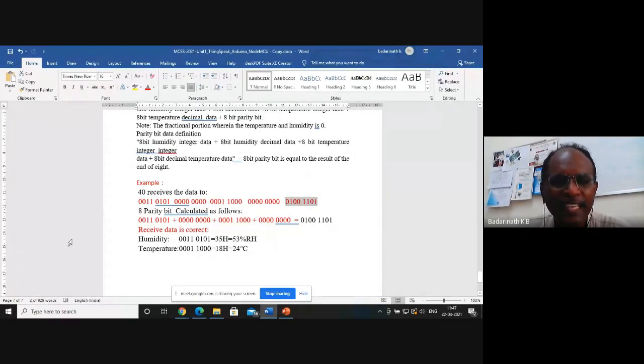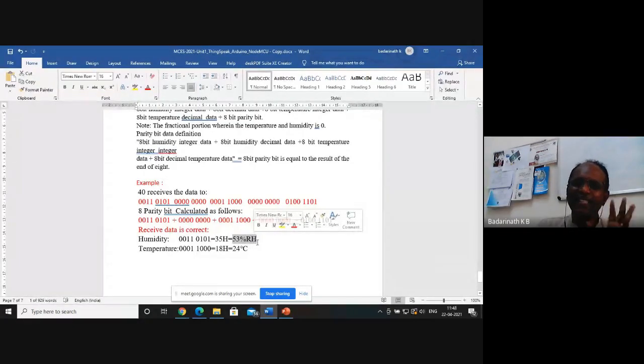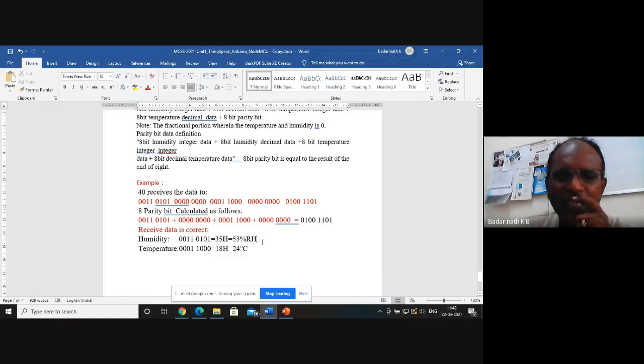Now, how do you extract the data? First, take the humidity. Take 0011 0101. That is equivalent to 35 in hexadecimal. Convert it into decimal: 5 into 16 to the power of 0 plus 3 into 16 to the power of 1. How much do you get? 53. So the 53 is already calibrated and pre-calculated. You just read that from your host machine, that is the RPi, and print it on the LCD or send it to the cloud, saying that 53% is the humidity.